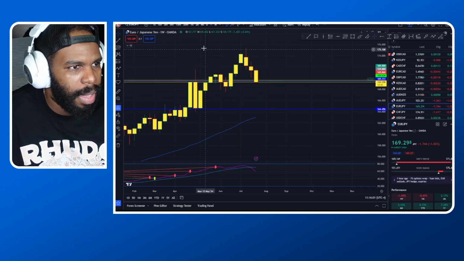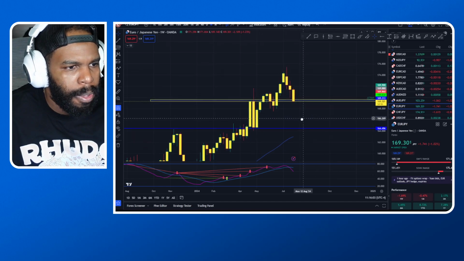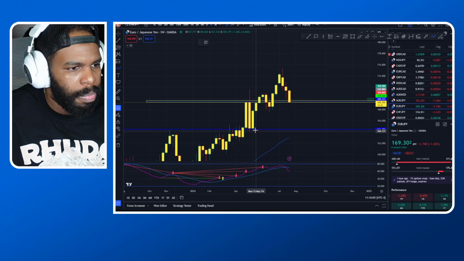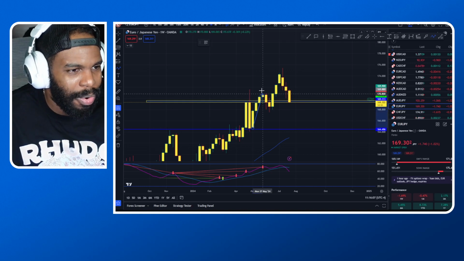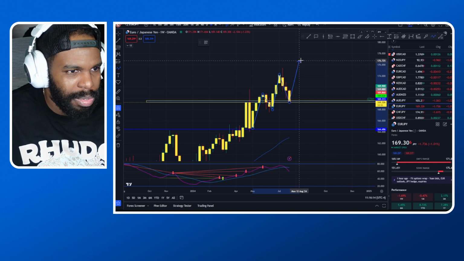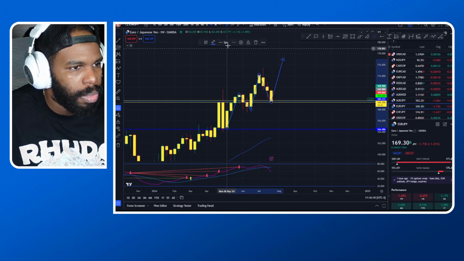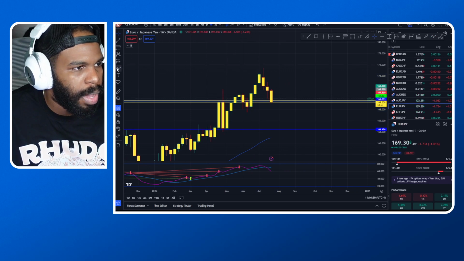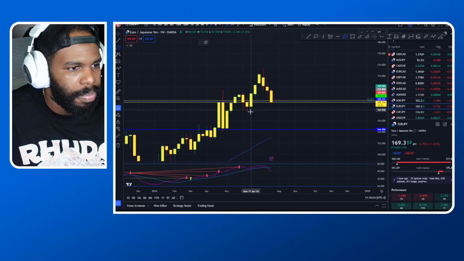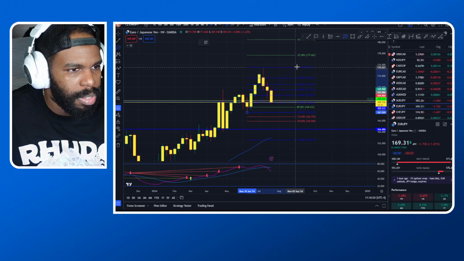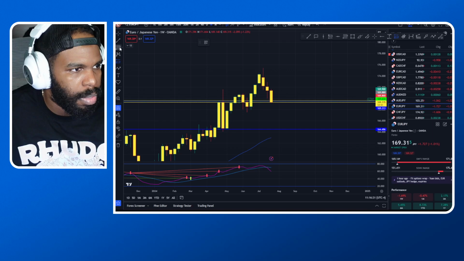EUR/JPY, let's see where we're at. On EUR/JPY we're creating higher high, higher low, higher high. This might be that next potential higher low, so we can create another higher low here. Let's see where we're at right now. What we could do is draw a Fibonacci retracement level here. Maybe I'll draw it from here.